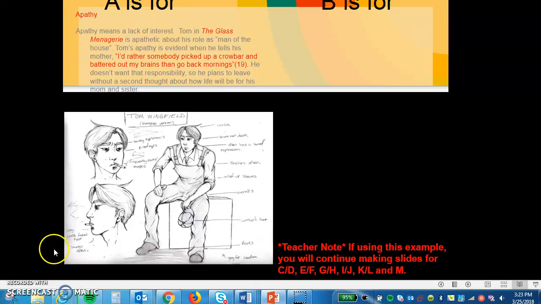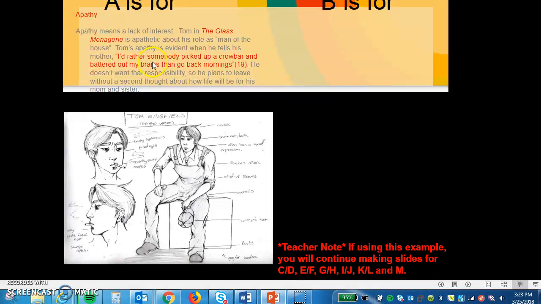Here's an example. If you choose the first half of the alphabet, A through M, A is for apathy. Apathy means a lack of interest. Tom in The Glass Menagerie is apathetic about his role as the man of the house. Tom's apathy is evident when he tells his mother, "I'd rather somebody picked up a crowbar and battered out my brains than go back mornings." He doesn't want that responsibility, so he plans to leave without a second thought about how life will be for his mom and sister.